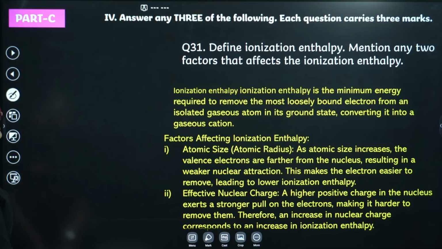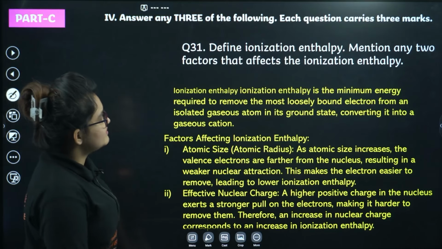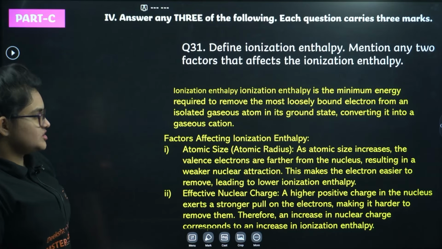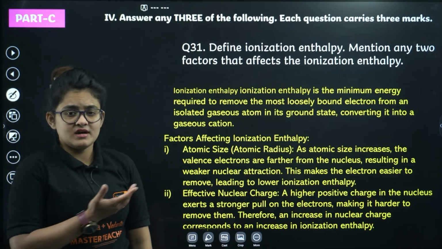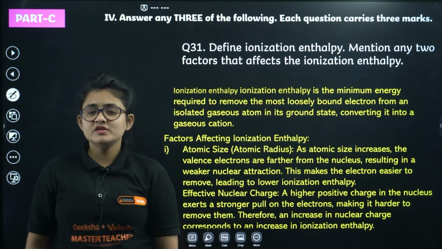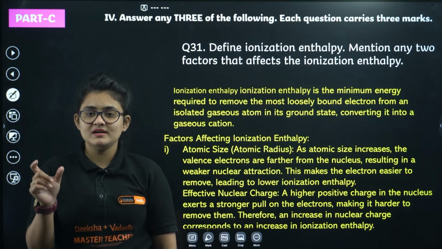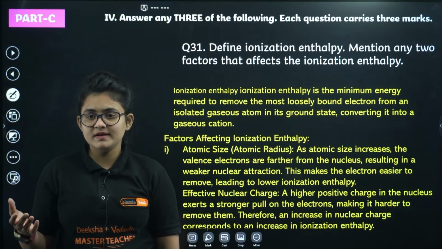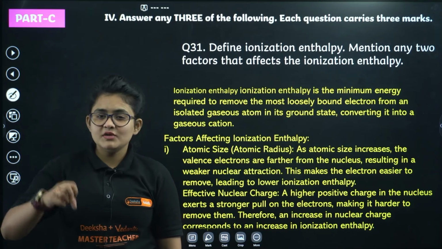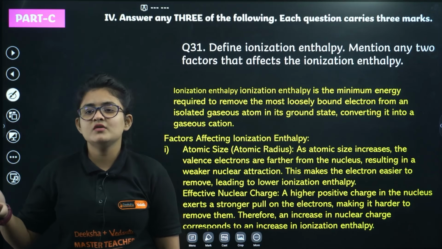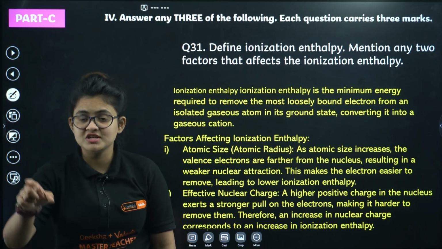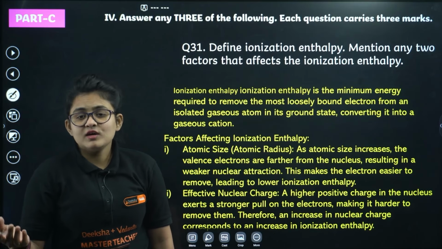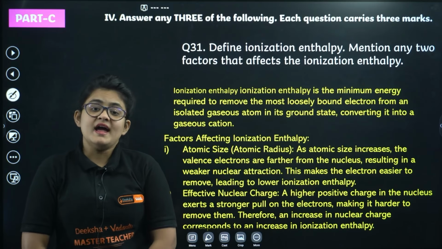Next question you can see, define ionization energy, mention any 2 factors that affect the ionization energy. So ionization energy, as I already mentioned the definition here, please don't forget to mention the term isolated gaseous atom in its ground state. So what is ionization enthalpy? Again, the minimum amount of energy required to remove the most loosely bound electron from an isolated gaseous atom in its ground state. As a result of this, it gets converted to a cation, right?